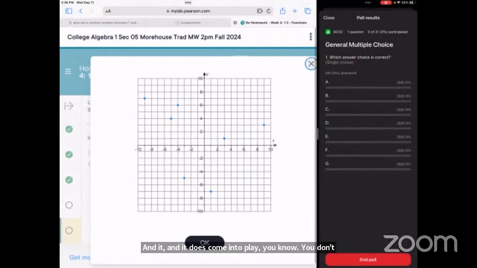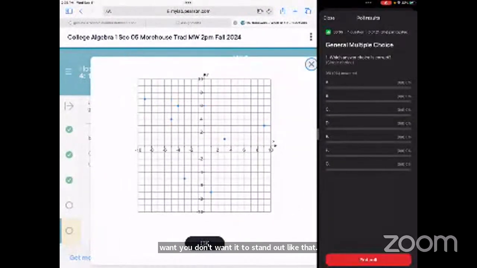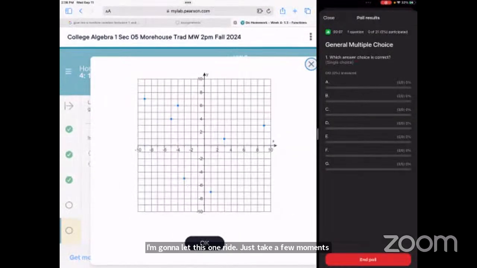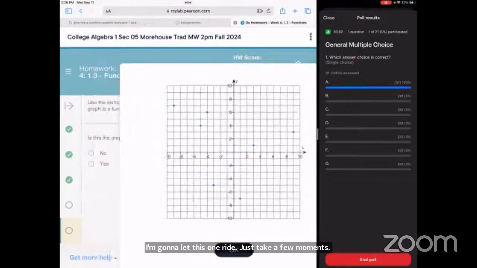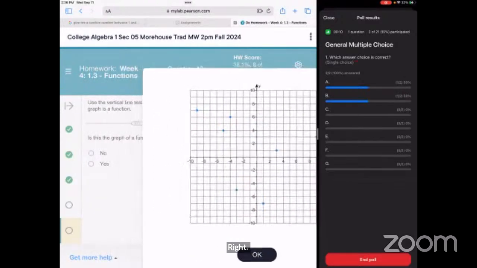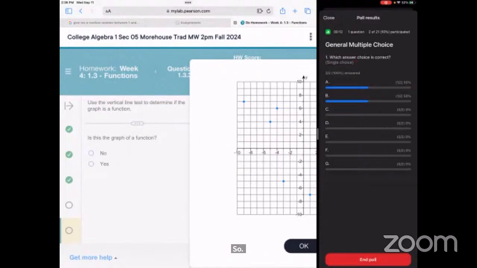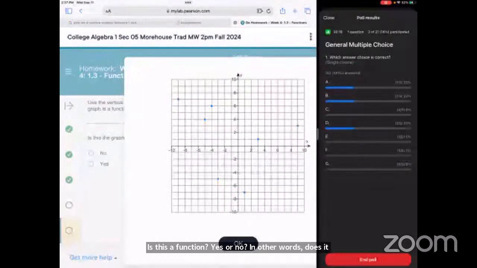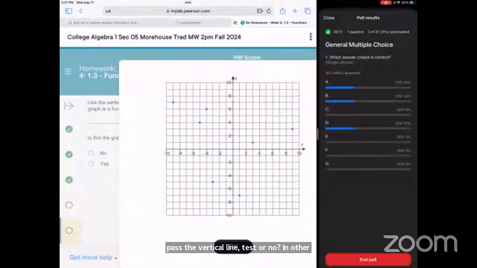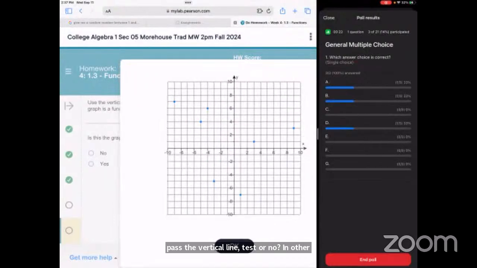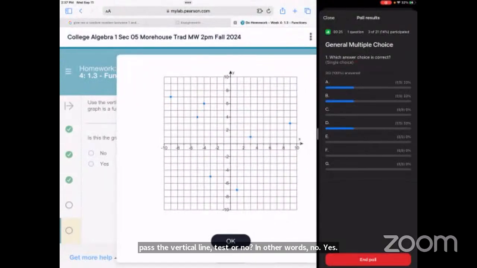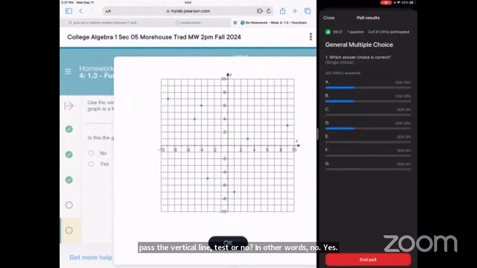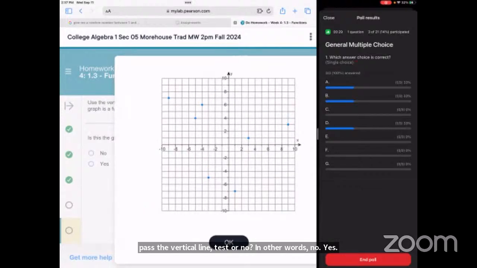I'm gonna let this one ride. Just take a few moments, right? So use the vertical line test. Is this a function? Yes or no? In other words, does it pass the vertical line test? Yes or no? All right, we're gonna take a little bit more time.